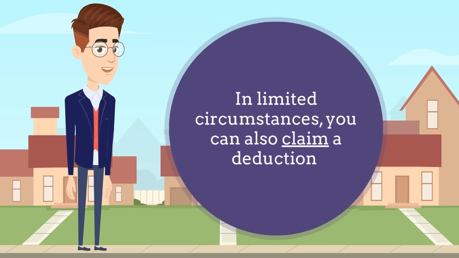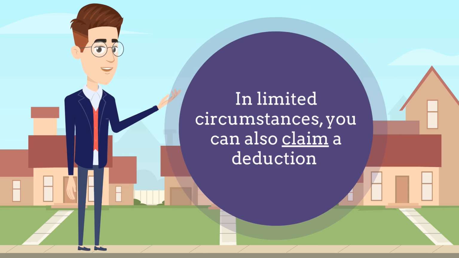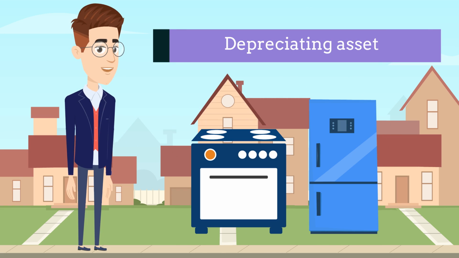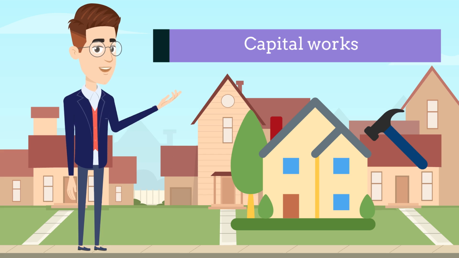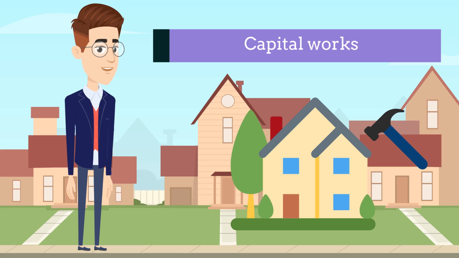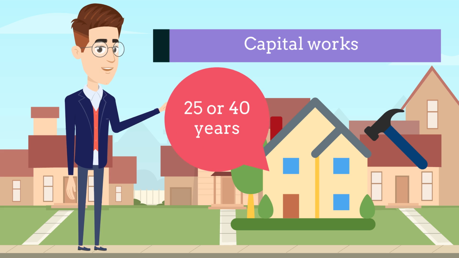In limited circumstances, you can also claim a deduction for depreciation equal to the decline in value of a depreciating asset, for example stove, fridge, used in the rental property over the income year. Capital works including the building itself, an extension or alteration, for example adding a room, removing internal walls, and structural improvements, for example adding a gazebo, carport or fence. Capital works deductions are usually claimed over either 25 or 40 years.